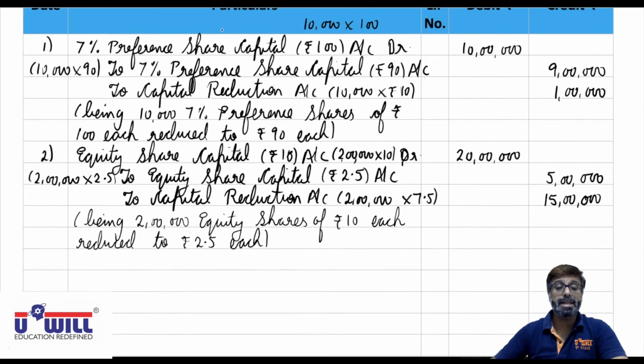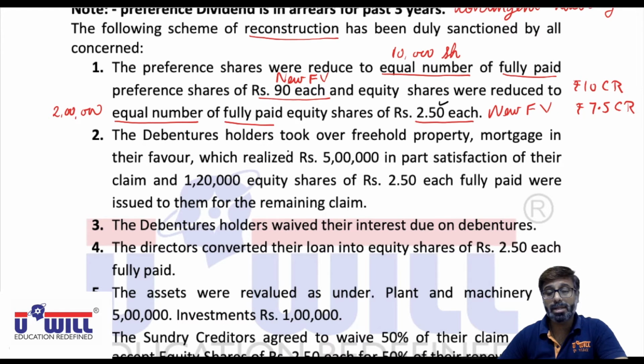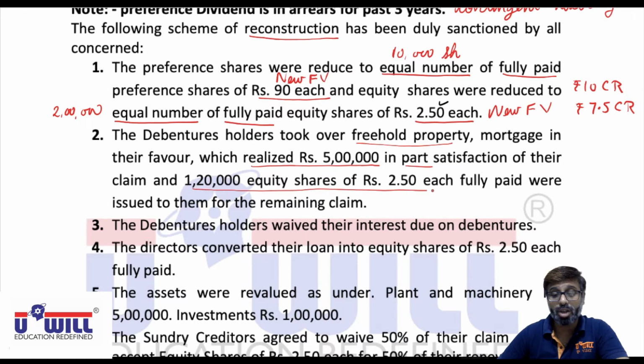So the first adjustment is done. Okay, now look at the second adjustment. The debenture holders took over freehold property mortgaged in their favor, which realized rupees 5 lakhs in part satisfaction of their claim. Again, part satisfaction. And 1,20,000 equity shares of rupees 10 each fully paid up. Face value itself you can all see is now changed to 2.5, so quite obvious 2.5 would be fully paid up. Were issued to them for the remaining claim.